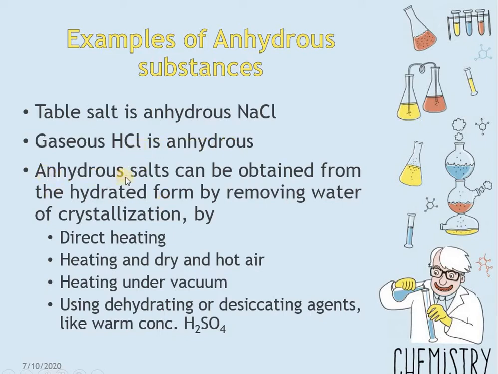Now anhydrous salts can be obtained from the hydrated form by removing the water of crystallization by direct heating, heating in dry and hot air, heating under vacuum, and using a dehydrating or desiccating agent like concentrated sulfuric acid. So we will be going through them in detail.